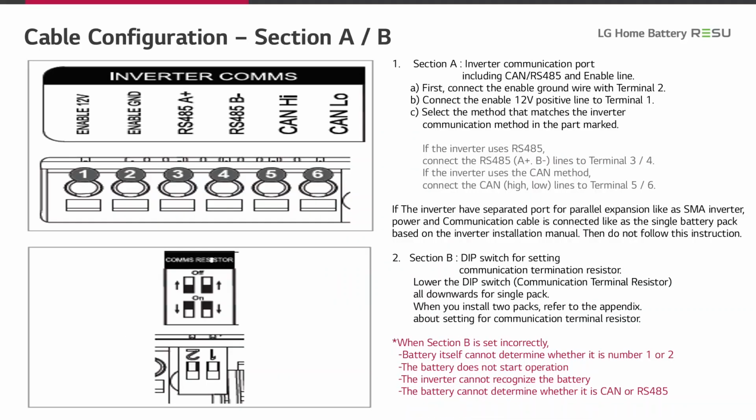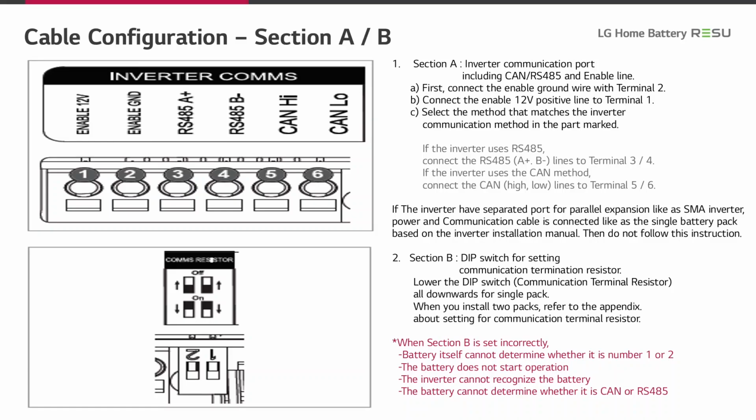Now we are coming to the different steps of the cable connections. For Section A, at first please connect the enable ground wire with terminal 2. Then connect the enable 12 volt positive line to terminal 1. Please select the method that matches the inverter communication method in the part marked. If the inverter uses the RS485 protocol, then please connect the lines to terminals 3 and 4. If the inverter uses the CAN protocol, then connect the CAN lines to terminal 5 and 6.